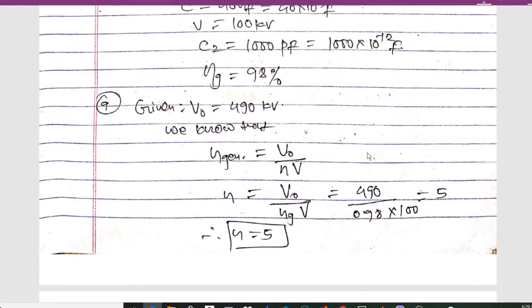And here we know that efficiency equals V naught upon N into V. So N equals V naught upon efficiency into V, and we have V naught, V and the efficiency given in the question. So from here we will get the value of N. So N will be 5 here.